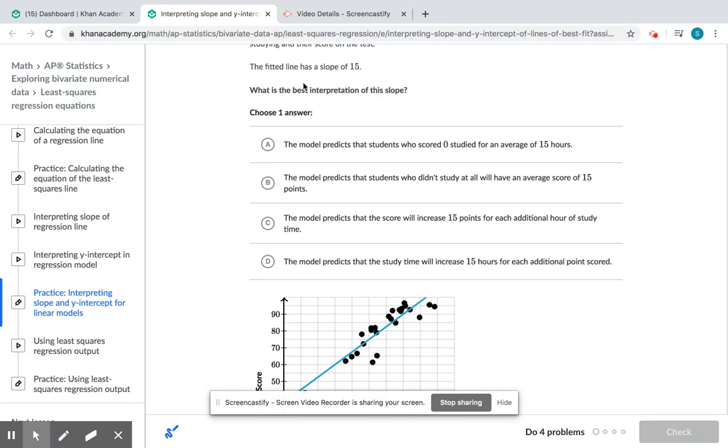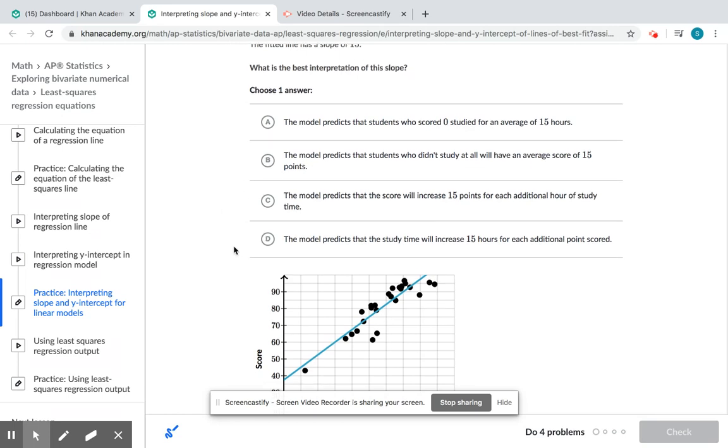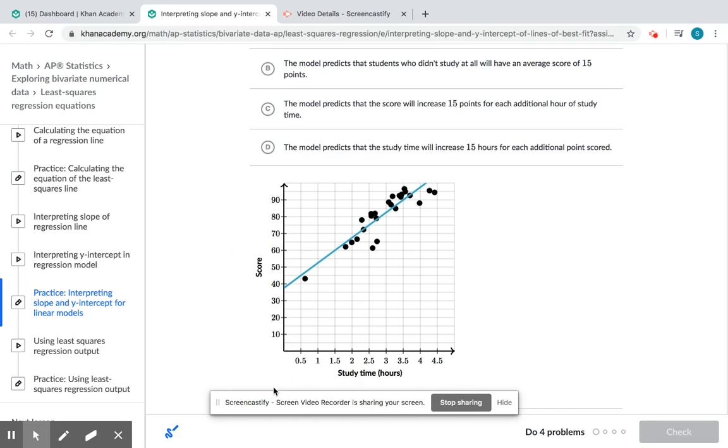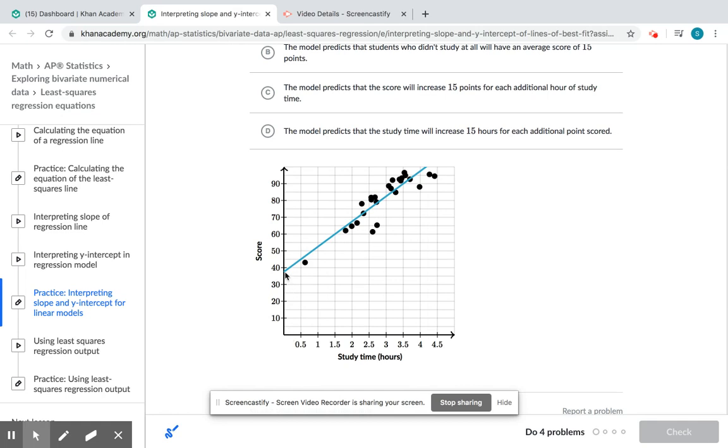And they show you that the slope is 15. All right. So what they really want you to do here is take the slope and see how it applies to the situation. So I'm going to read through them. Let's see if we can make sense of them. The model predicts that students who scored 0 studied an hour of 15. So students that did not study at all got like a 438. That can't be right, right? If they studied 0, they got probably around a 40. So that's not true.